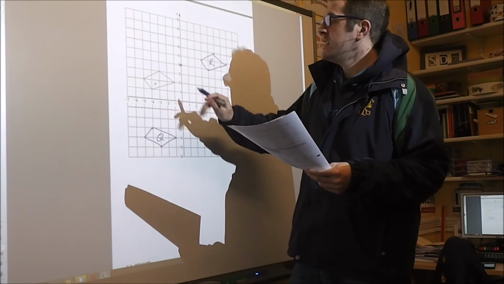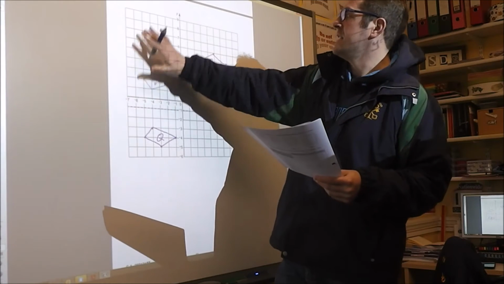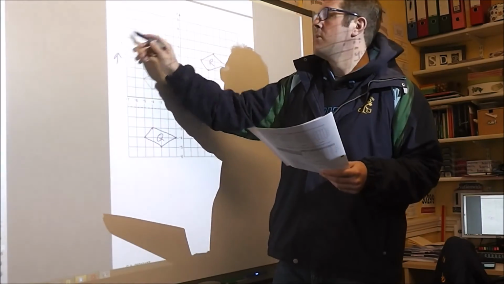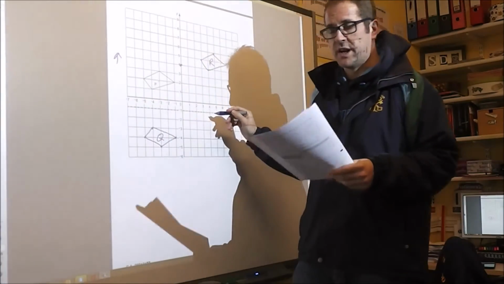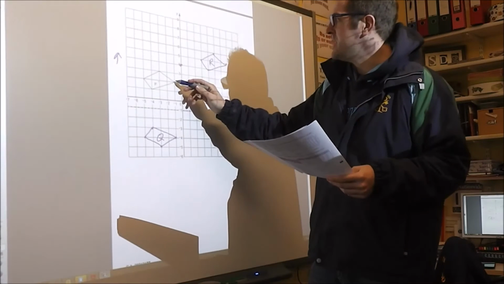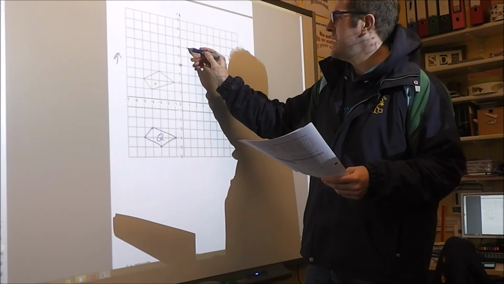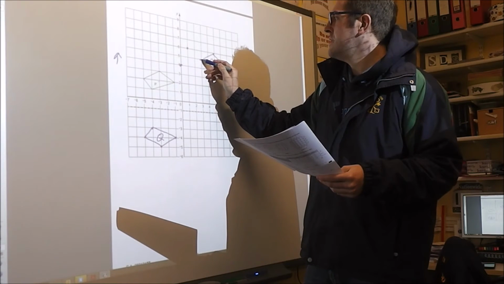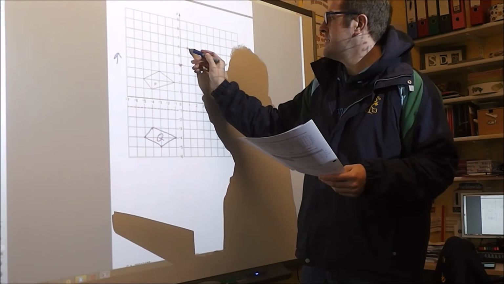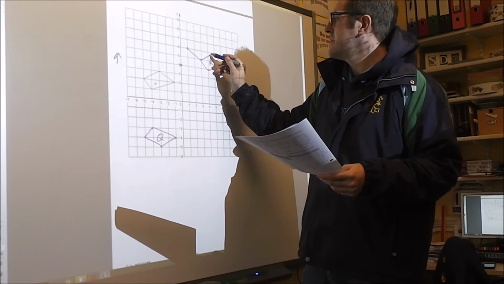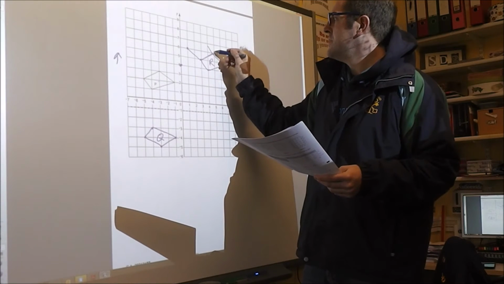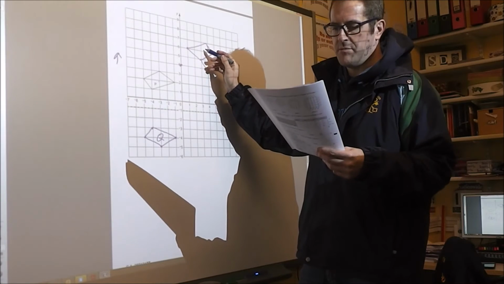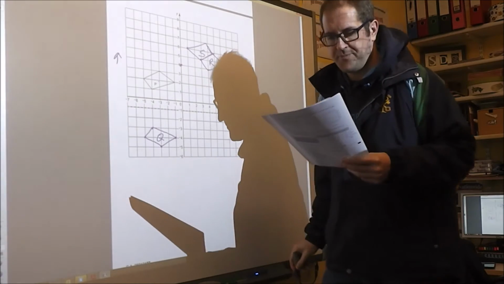Rotate shape P 180 degrees about 0,4. There's 0,4. So if you use your tracing paper and turn it around a full turn, you can use the arrow, and when the arrow points down, you know you've got 180 degrees, but it should end up being this, like so, and that is shape S.